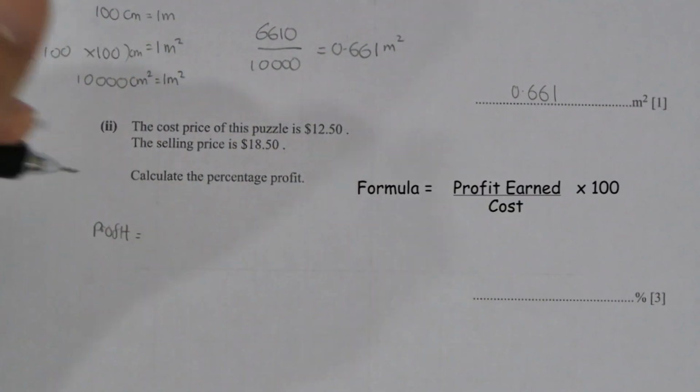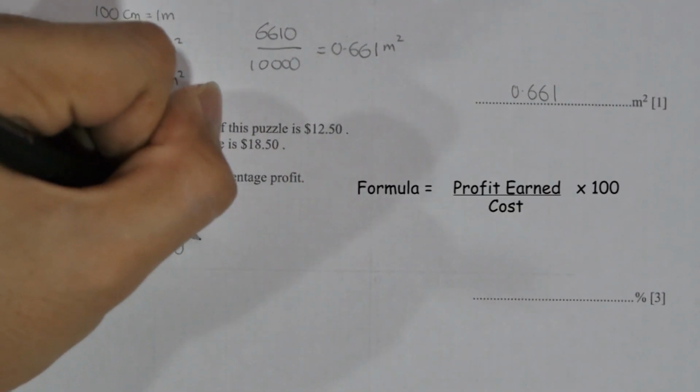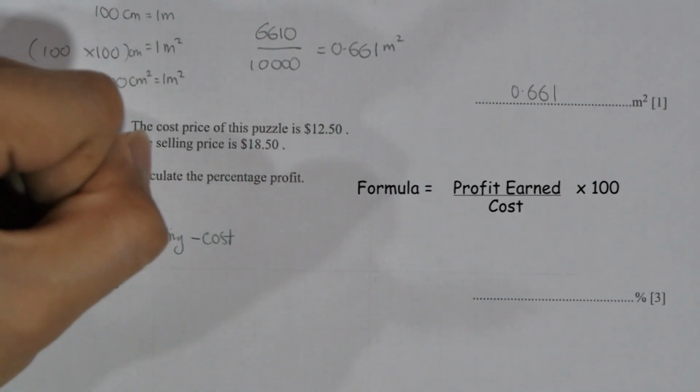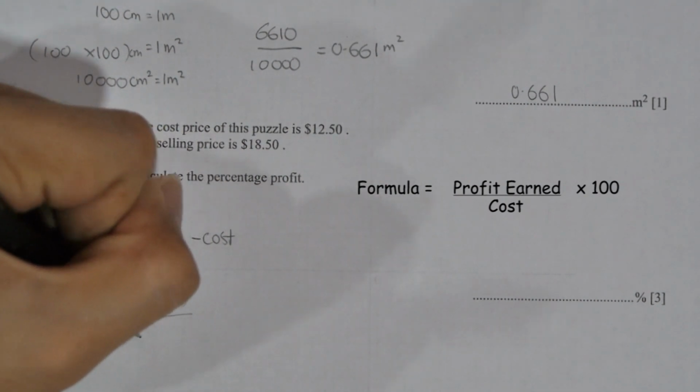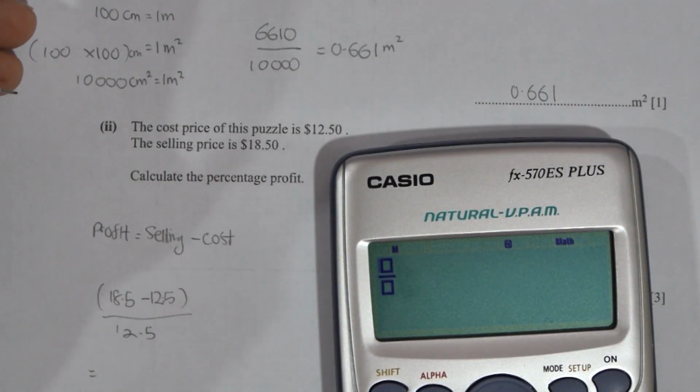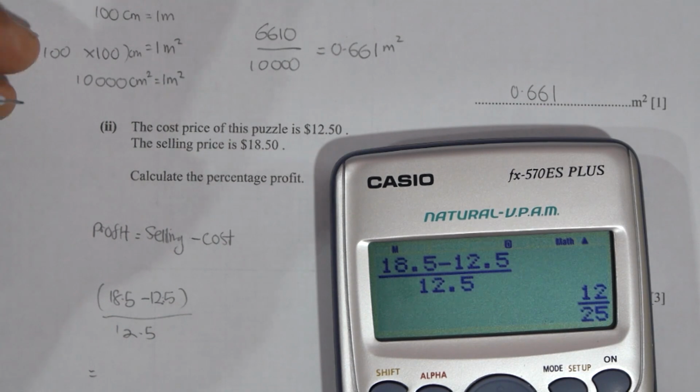Lastly, which is the percentage of profit. So first thing you need to identify is the profit itself. So by using the selling minus the cost, then over the cost price times 100, then you will get the answer.